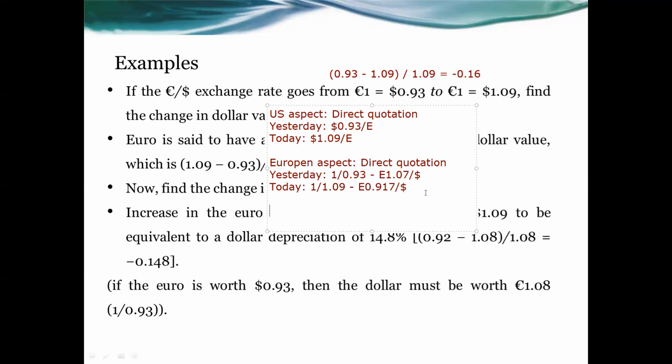Now if we calculate with our same formula, old value 1.07 minus new value 0.917, and we divide it by 0.917, definitely you will get a positive value. Let's do the calculation: 1.07 minus 0.917 divided by 0.917. You are getting the value as 0.176.